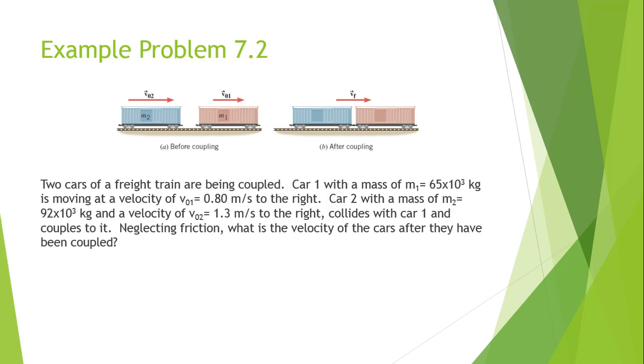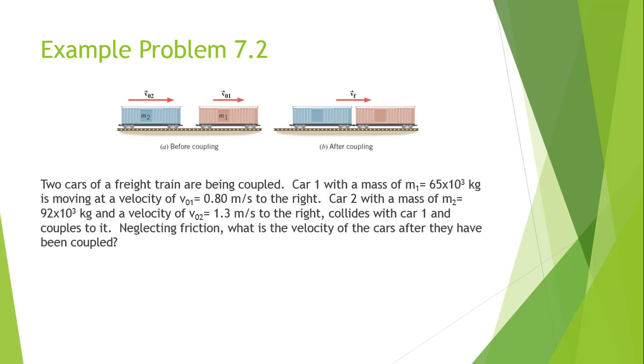And car 1, we have a mass of 65 times 10 to the third kilograms, moving at a speed of 0.8 meters per second to the right. And car 2 has a larger mass and is moving at a larger speed to the right. Car 2 eventually catches up to car 1 and collides with it and then couples to it, meaning that they are moving together after the collision.